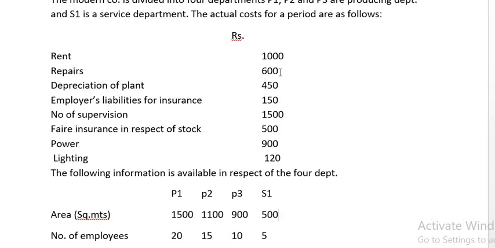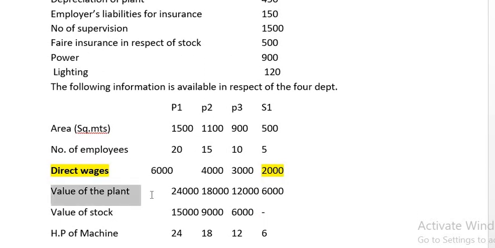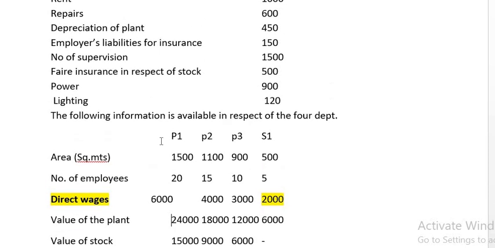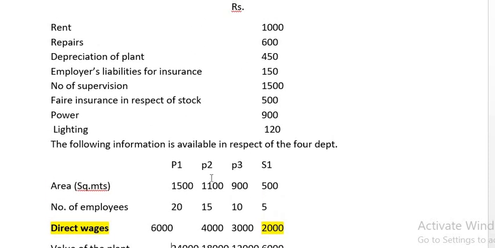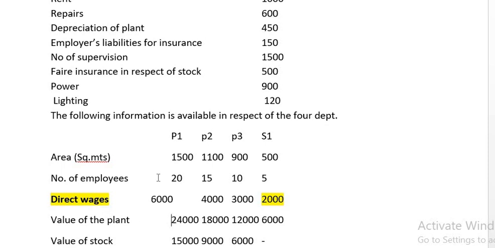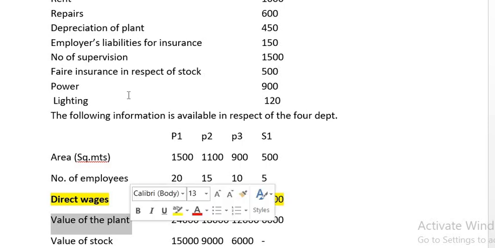Next, repairs. Total repairs is 600. We will distribute it on the basis of value of the plant. Here it is given for 3 producing departments and 1 service department: 24,000, 18,000, 12,000, 6,000. We will remove all the zeros, then it is easy to find the ratios. Depreciation of plant again uses the same value of the plant.